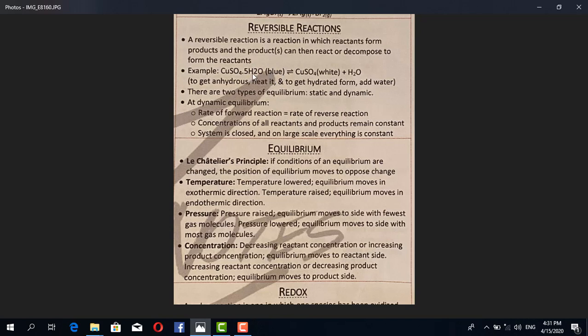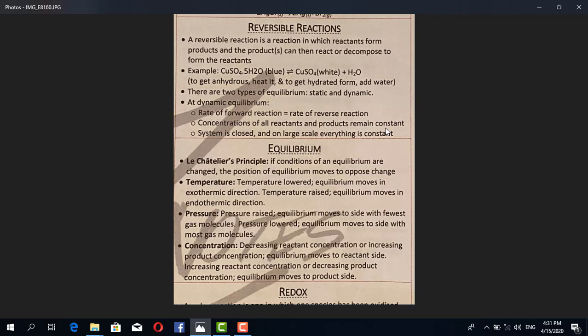If I heat it, all the water will be evaporated and I will have just an anhydrous matter. But when I want it to be hydrated again, I would add water again and it will be as it was before. So this is what we call a reversible reaction. There are two types of equilibrium: static and dynamic. At dynamic equilibrium, the rate of the forward reaction equals the rate of the reverse reaction, and the concentrations of all reactants and products remain constant. That means they don't change.